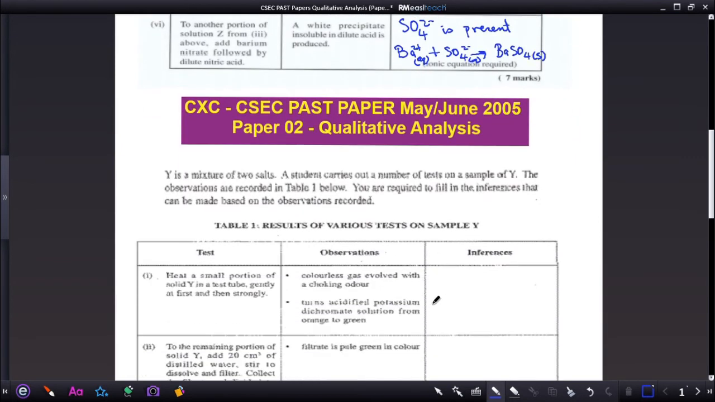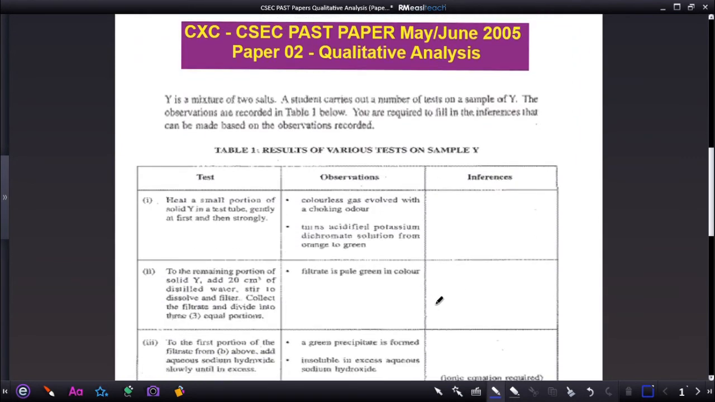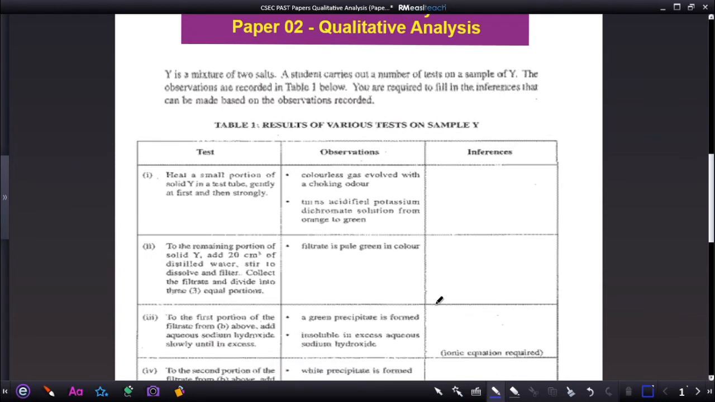Moving on to May-June 2005. Y is a mixture of two salts. A student carries out a number of tests on a sample of Y. The observations are recorded in table 1 below. You are required to fill in the inferences that can be made based on the observations recorded.